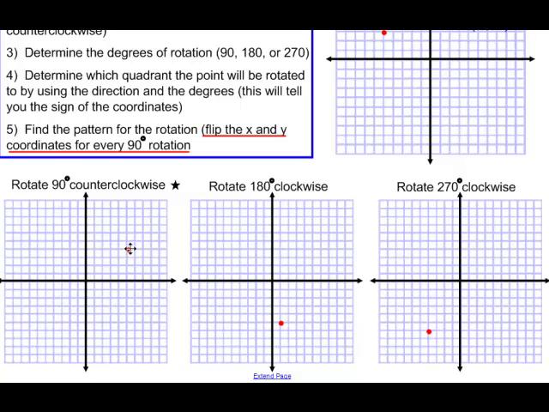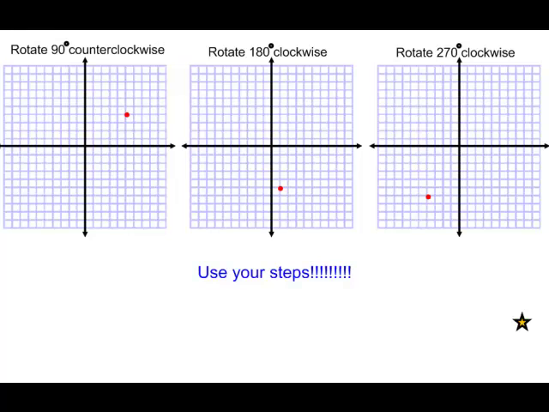All right, so first thing is identify those points. We know that's over 5 and up 4. Second, determine your degree of rotation. So I'm going 90 degrees counterclockwise. That means I'm going to the left, and 90 degrees is 1 quadrant. So I'm going to go over here. Again, that tells us what the sign is going to be. So in this quadrant 2, our sign has to be negative, positive.